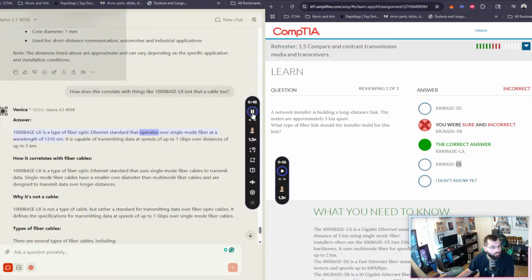It's an Ethernet standard that operates over single-mode fiber at a wavelength of 1,310 nanometers. It is capable of transmitting data at speeds of up to 1 Gbps over distances of up to 5 kilometers. How it correlates with fiber cables: 1000BASE-LX is a type of fiber optic Ethernet standard that uses single-mode fiber cables to transmit data. Single-mode fiber cables have a smaller core diameter than multi-mode fiber cables and are designed to transmit data over longer distances. Why it's not a cable: 1000BASE-LX is not a type of cable, but rather a standard for transmitting data over fiber optic cables. Whoa. I didn't know that. So this is a standard. Fiber optic Ethernet standard.